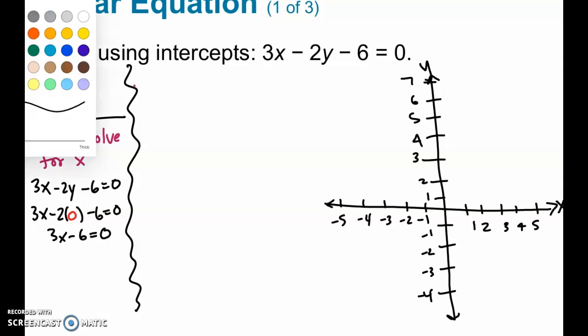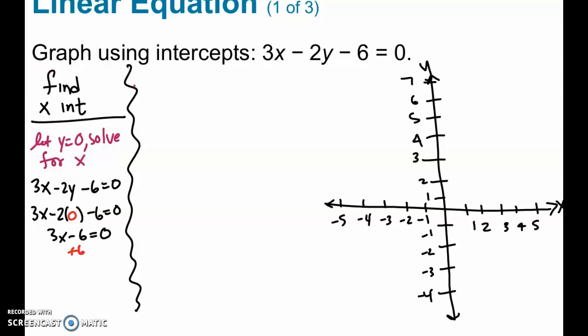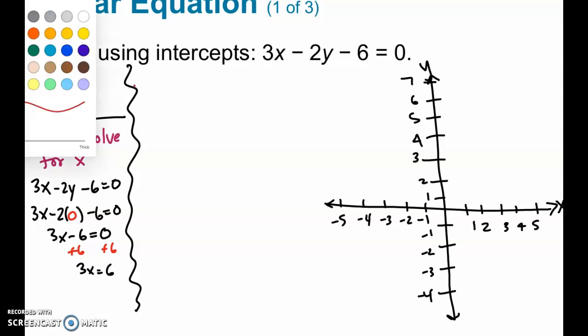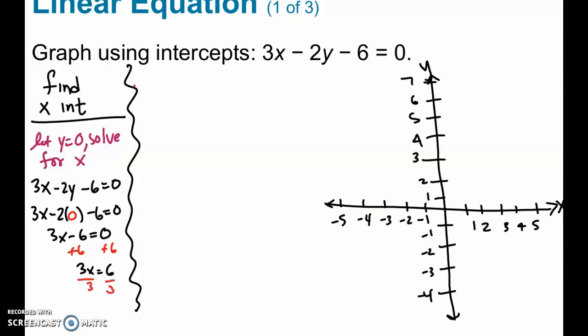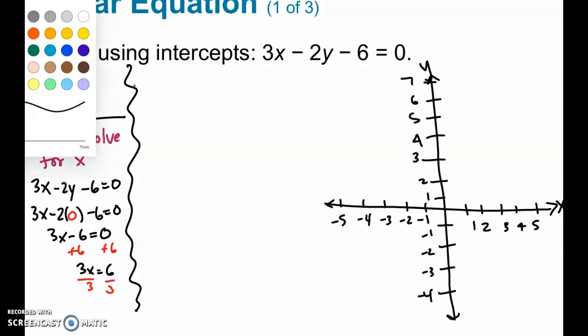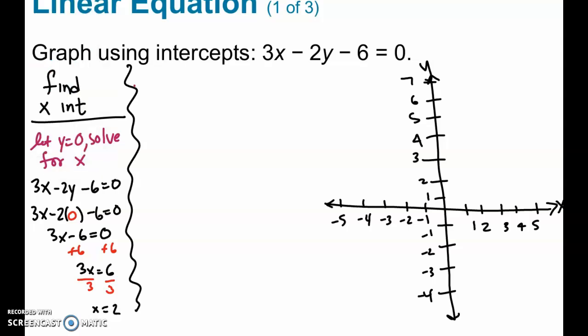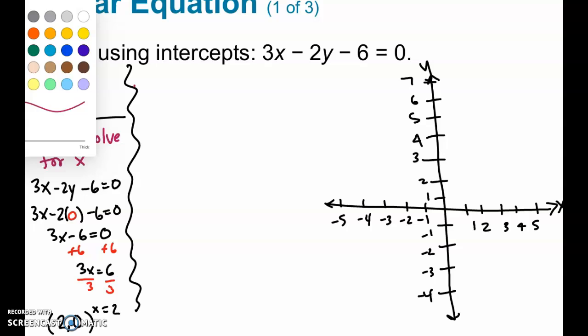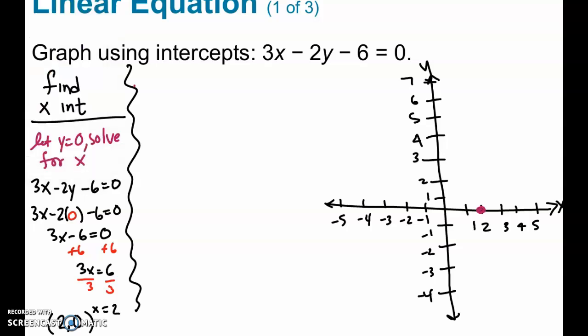To solve for x, what I have to do is add 6 to both sides. I end up with 3x is equal to 6. And then divide both sides by 3. And I end up with x is equal to 2. So to write this ordered pair, it would be x comma y. The x here is 2, the y is 0. And then I would plot that point. 2, 0 is here.